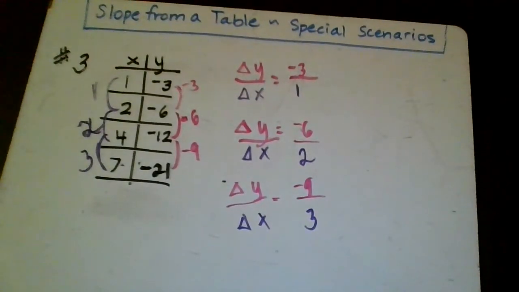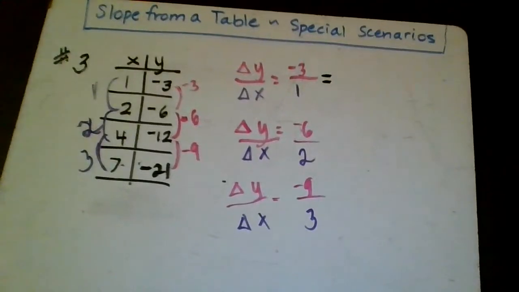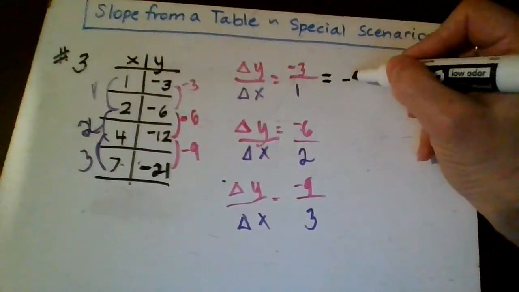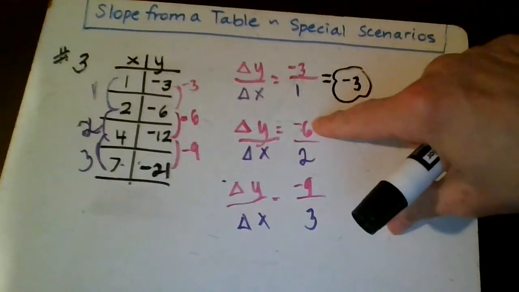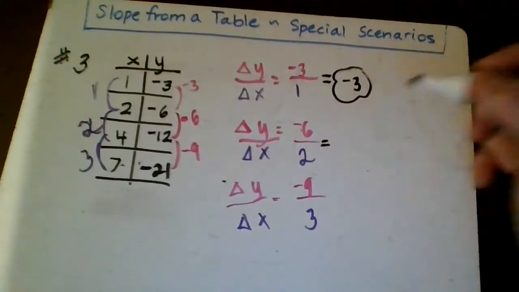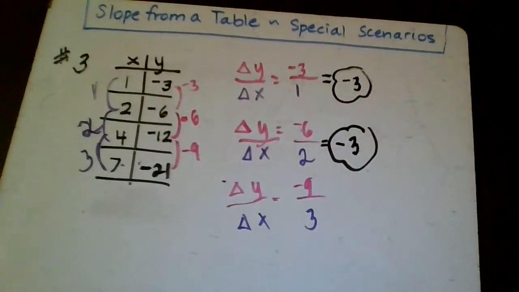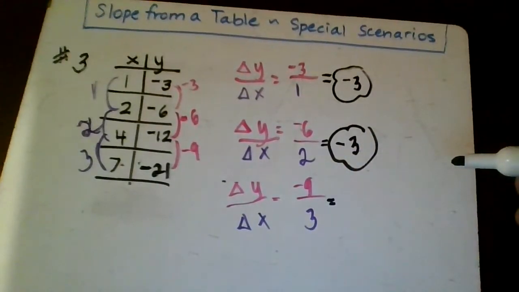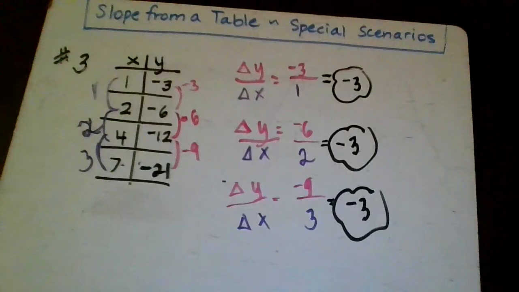Well, geez, do I have 3 different slopes? I don't think so. Let's go ahead and simplify, because remember, you should always simplify your slope when you're done. What is -3 divided by 1? Well, -3 divided by 1 is -3. All right, let's do this one. What's -6 divided by 2? -6 divided by 2 is -3. All right. And last but not least, what's -9 divided by 3? -9 divided by 3 is, well, you got it, -3.